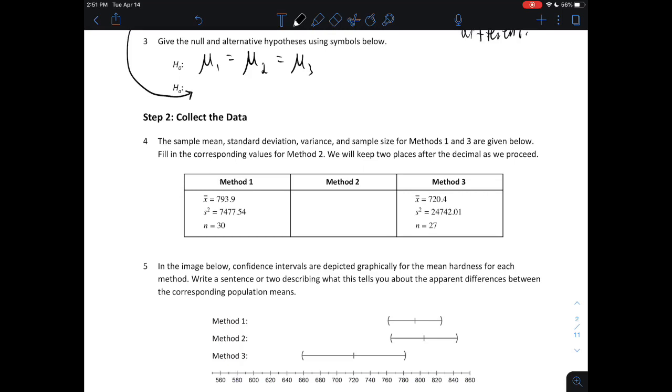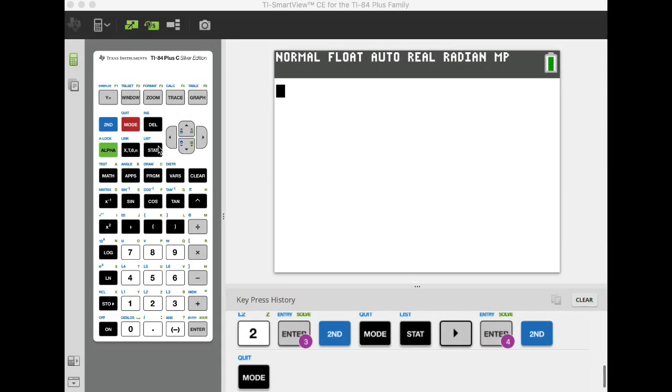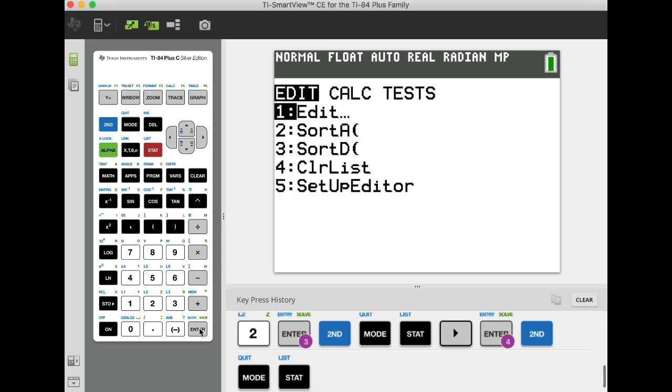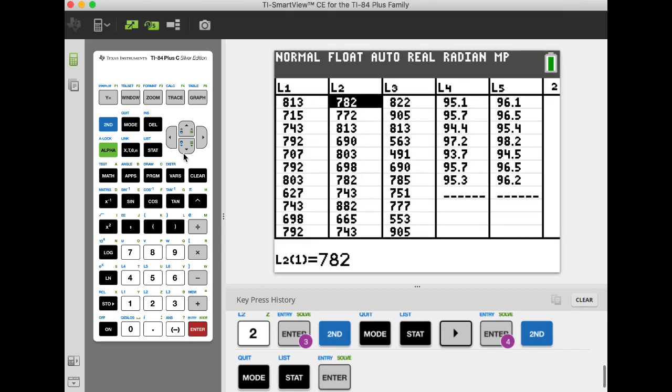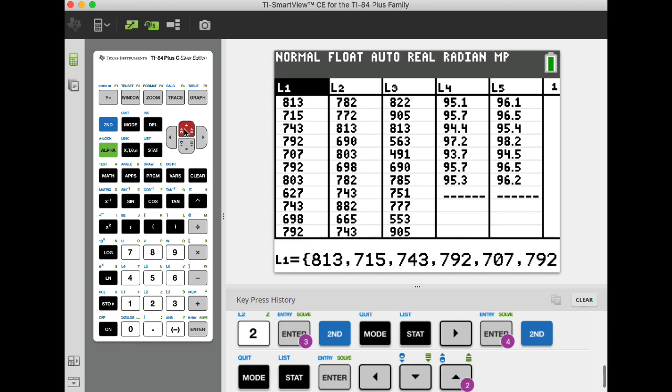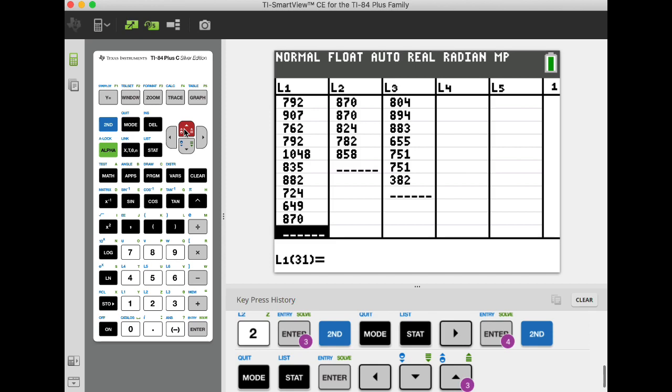So I'm going to go to the calculator and I'm going to show you the lists that I have. So I press the Stat button and Edit. I've already entered my data into lists 1, 2, and 3. So method 1 is list 1, etc. And if I go all the way to the bottom, you'll actually see why we can identify that the sample sizes are different. List 1 or method 1 has 30 pieces of data.